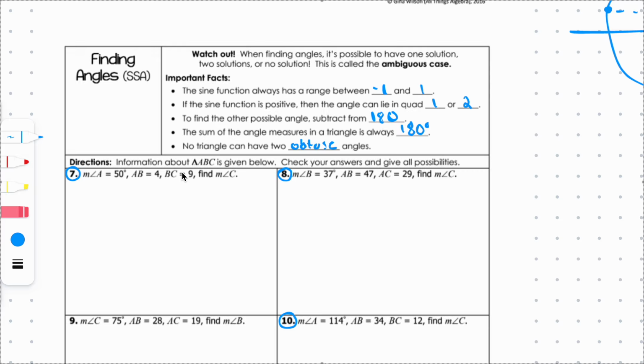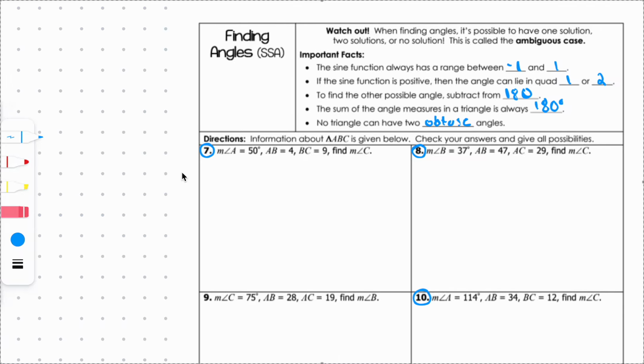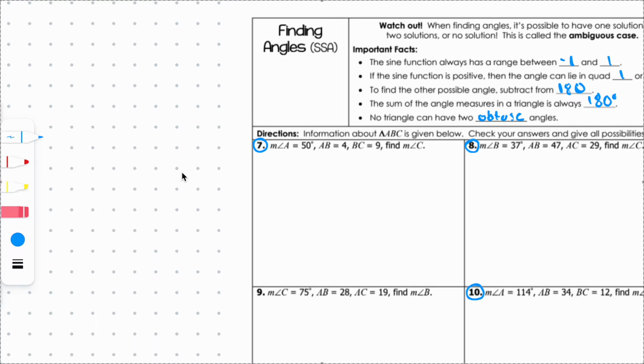So let's use this to solve some problems here. So I'm actually going to draw a triangle for number 7, so we can visualize this. Okay, so measure.